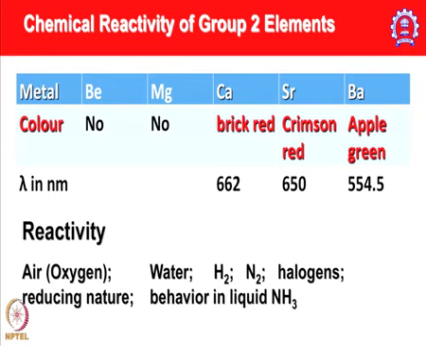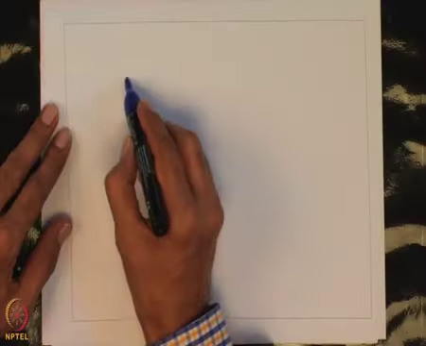For example, beryllium and magnesium do not impart any color because of the high ionization energy associated with them, whereas in case of calcium it gives brick red color, and in case of strontium it is crimson red color, whereas barium gives characteristic apple green color, and the corresponding wavelengths are given here: 662, 650 and 554.5 nanometers respectively for these emissions.